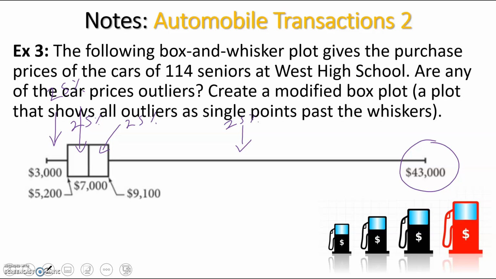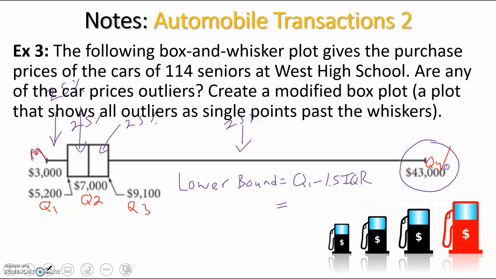All right, so what we're going to do is we're going to determine where our lower and upper bounds are. So if we remember from before, our lower bound is going to be determined by looking at Q1 minus 1.5 times our IQR. So in this case, our Q1, let's label everything. So we have our minimum. Let's use a different color. So that's our minimum. Q1, Q2, Q3, and Q4, aka the max. Okay, so our Q1 is 5,200 minus 1.5 times our interquartile range.